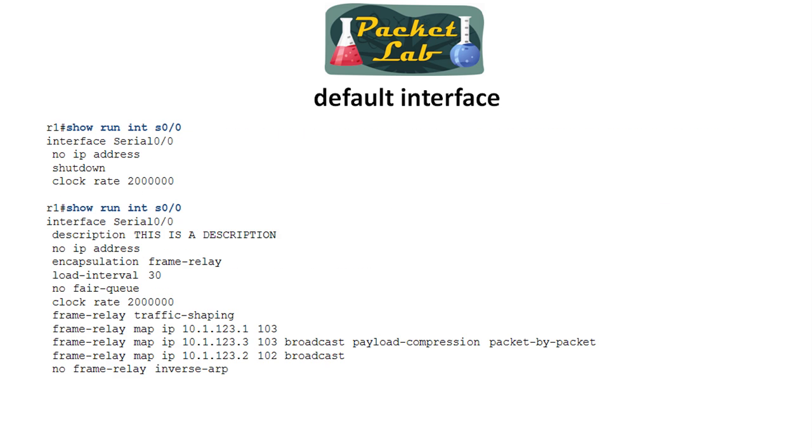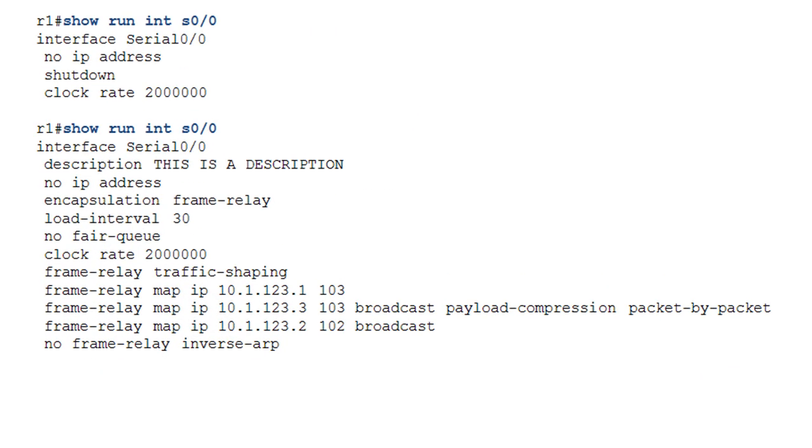In this case, I'm on Router 1 and I'm taking a look at serial interface 0/0, and here is the default configuration. There's no IP address, it's shut down, and the clock rate is at 2 megabits per second. Again, keep in mind that depending on the platform and/or IOS version, these defaults may be different.